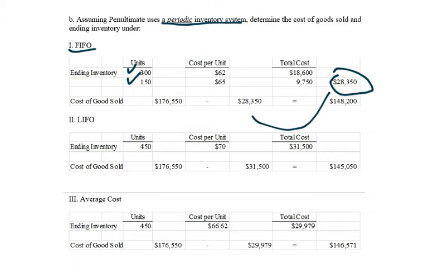If that's true, we're going to subtract that 28,350 from what? The cost of what's available for sale, the 176,550. So that means our cost of goods sold is $148,200 as a consequence. All right, so that was first in, first out.